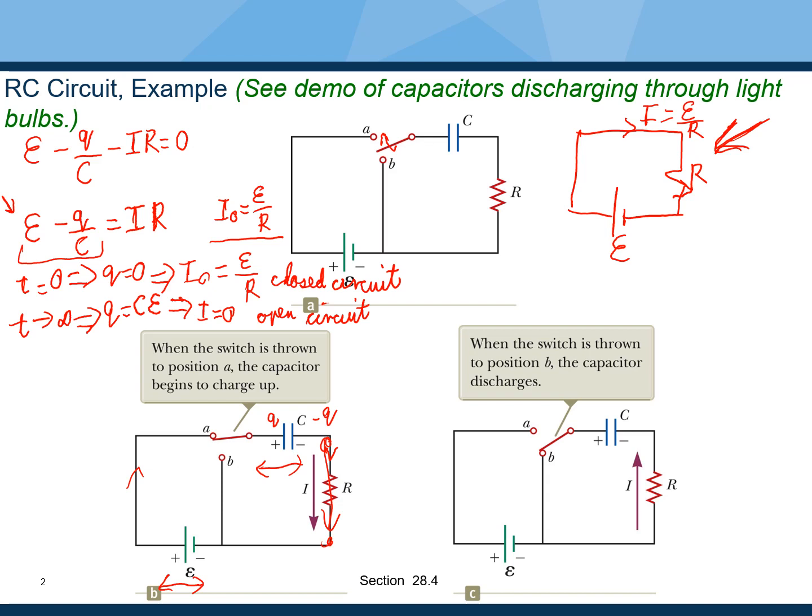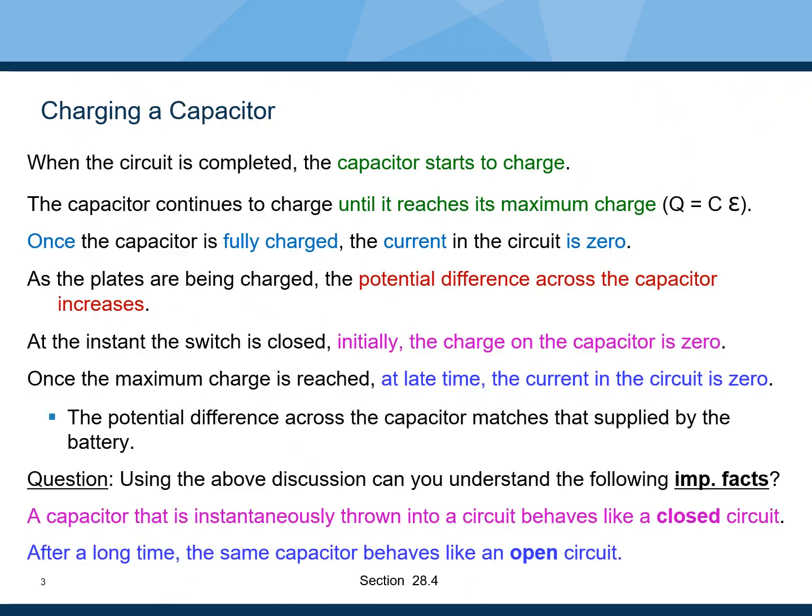So once the capacitor is fully charged, the current in the circuit is exactly equal to 0, and the potential difference across the capacitor is just equal to the potential difference across the battery. Okay, so this gives us our fundamental insight, which is that a capacitor that is instantaneously thrown into a circuit behaves like a closed circuit. However, a long time later, the same capacitor behaves effectively like an open circuit.